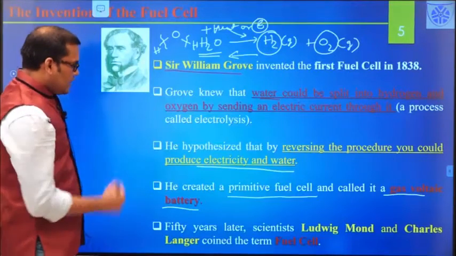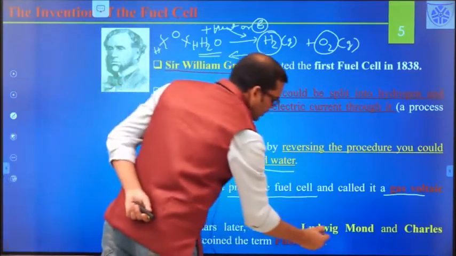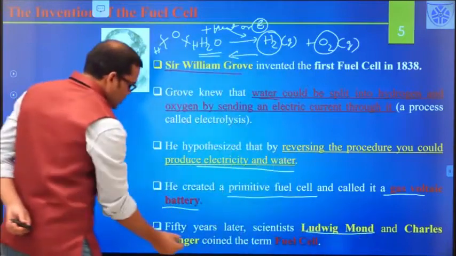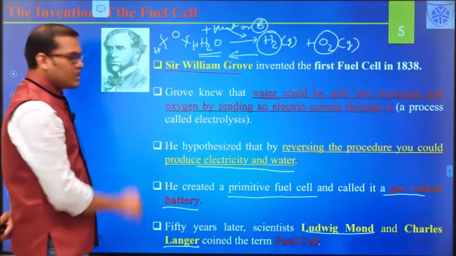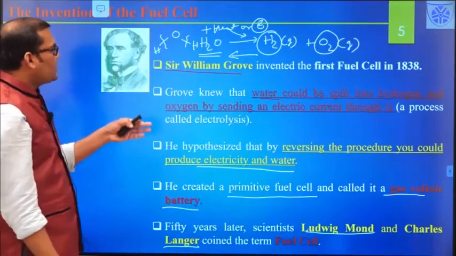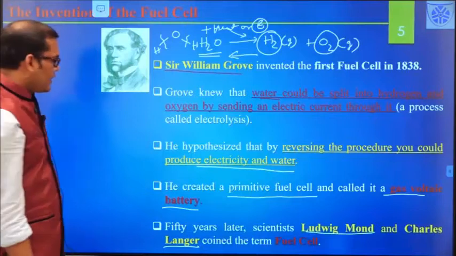After 50 years, two scientists, Ludwig Mond and Charles Langer, coined this term as fuel cell. So that's how the fuel cell name came, right?